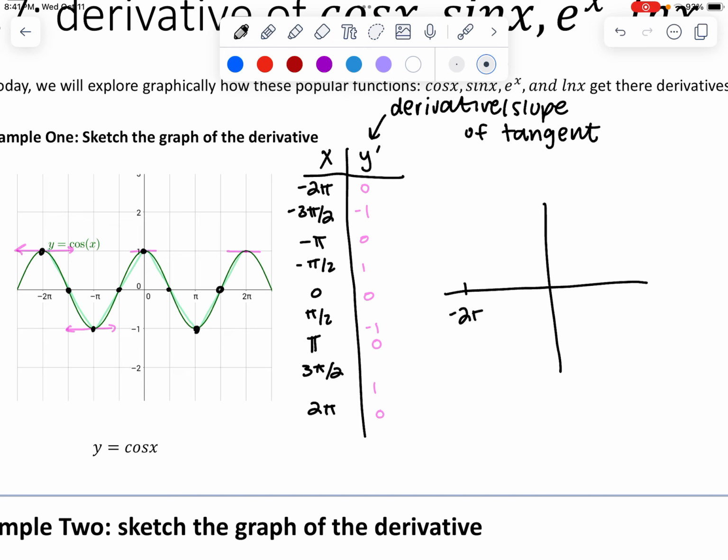So I'm just going to plot the big ones. Negative 2 pi, negative pi, pi, 2 pi, and then for my y-axis, they don't ever go above 1. So I'm just going to put 1, negative 1. And I'm going to start graphing these points. So negative 2 pi, 0 is here. Negative 3 pi over 2, negative 1 is here. Just graphing the points I see on the table.